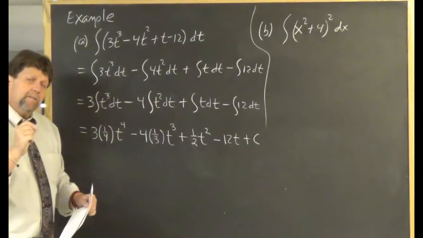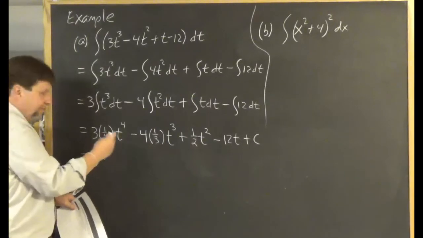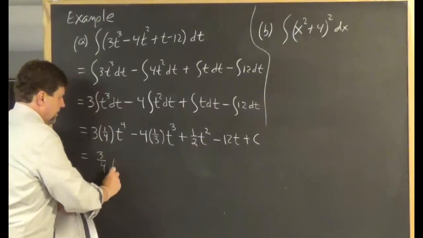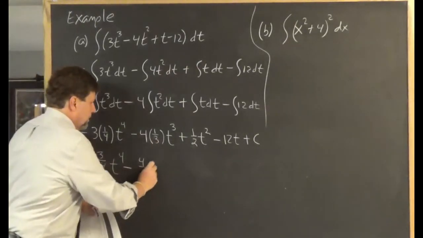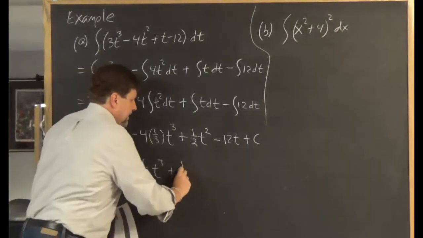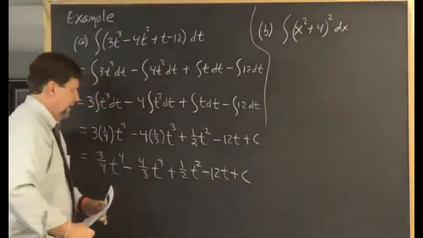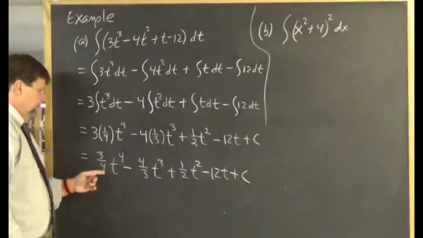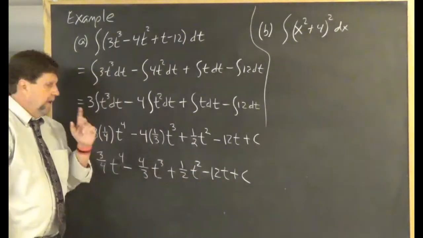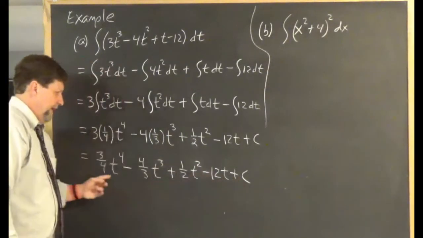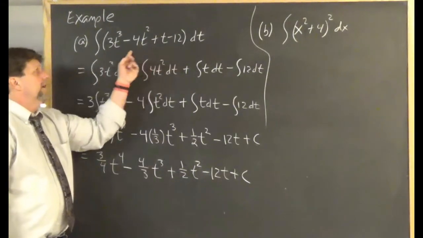You know what? Let's just clean this up a little bit. Why don't we say 3 times 1/4? We know that's 3/4. And 4 times 1/3, we know that's 4/3. So it didn't take a whole lot to clean it up. And again, I'm stressing this a lot. I know this is the correct antiderivative for the original problem by simply differentiating this. And when I differentiate this, I better get the integrand.